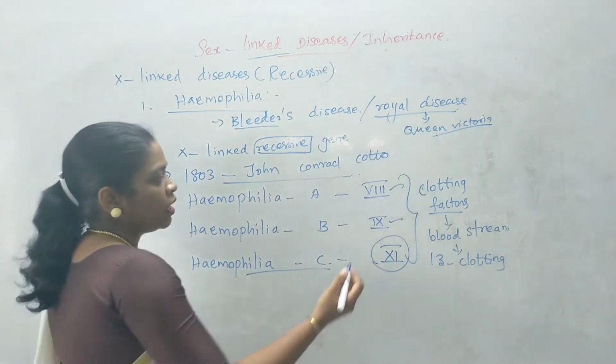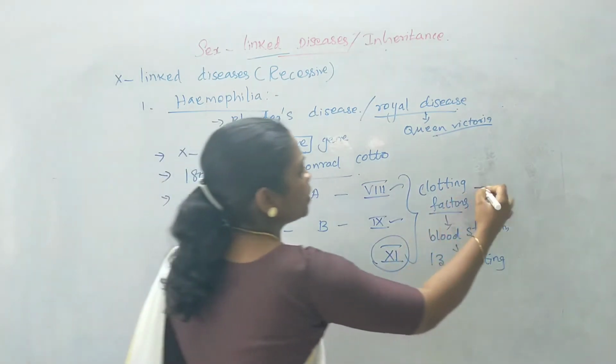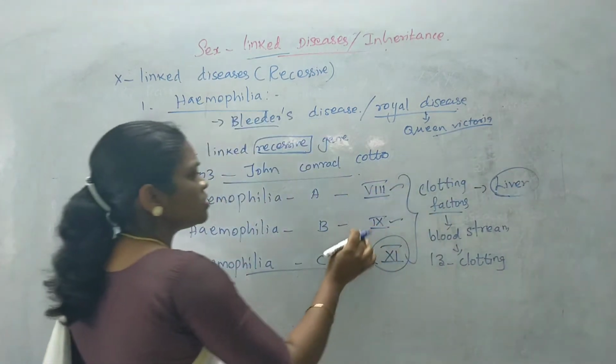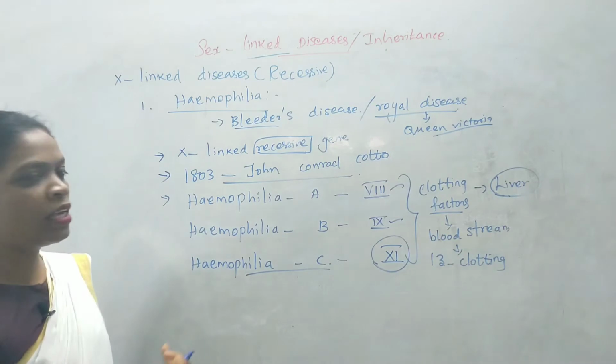Now we'll just see where these clotting factors are formed from. They are synthesized from the liver. When there is a deficiency of these three clotting factors, it results in hemophilia A, B and C.